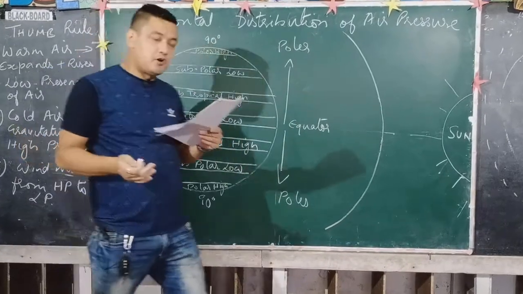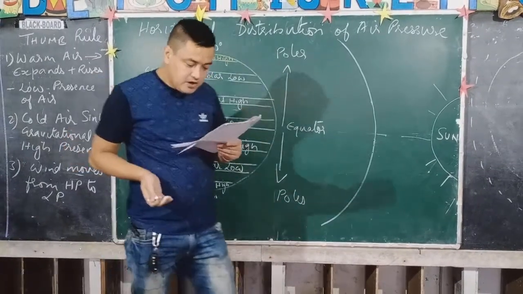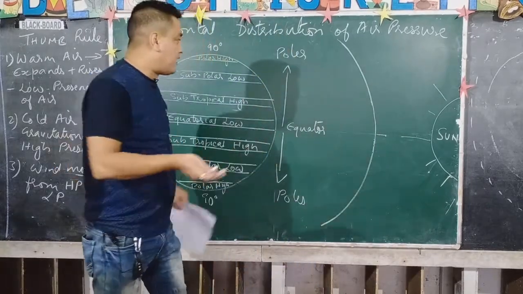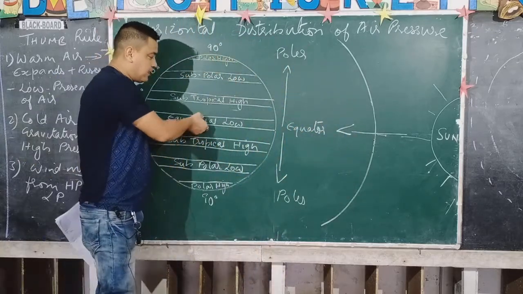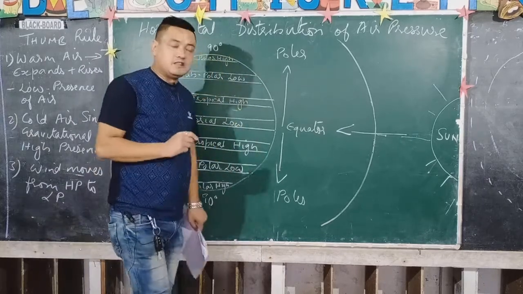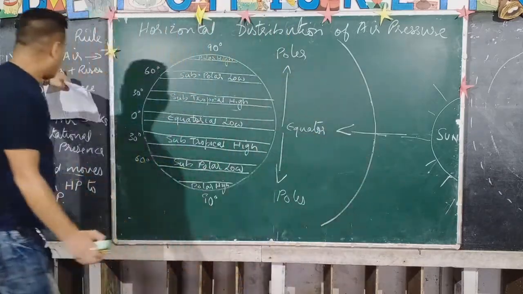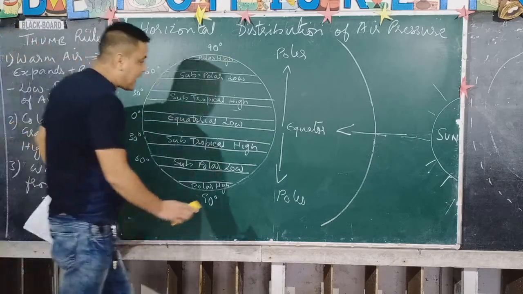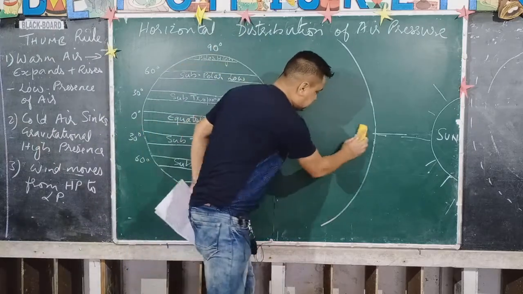So whenever we are talking about horizontal distribution of pressure, we have to understand how the temperature rises. So temperature rises when we have sun. And maximum sunlight is received at the equator. So this place becomes a hot place, where the land as well as the air around it gets warmed up. When the air gets warmed up, now you have to look at the thumb rule. When the air gets warmed up, as well as the land, what happens? It expands and rises.